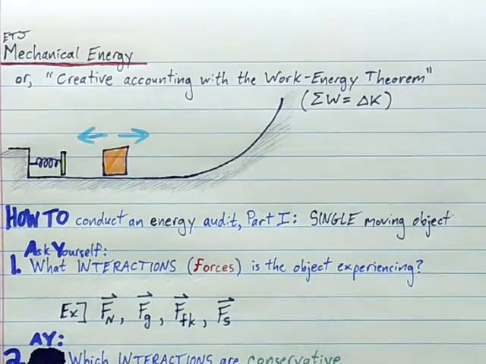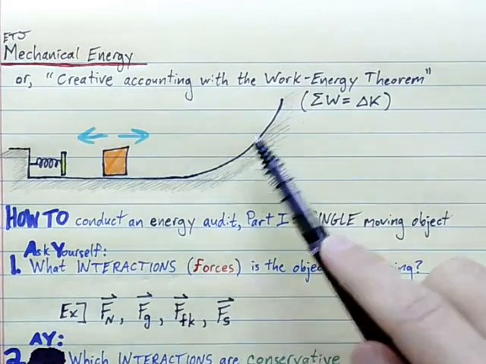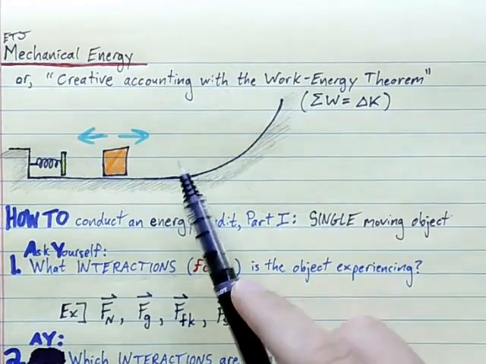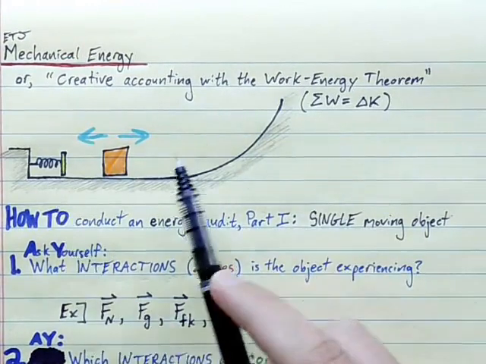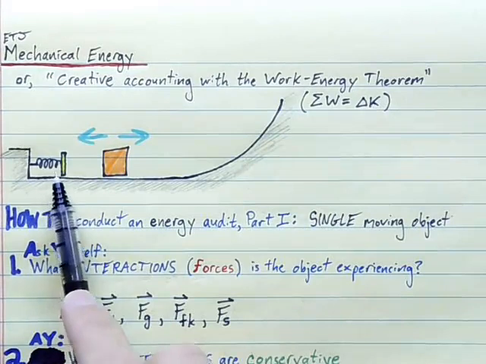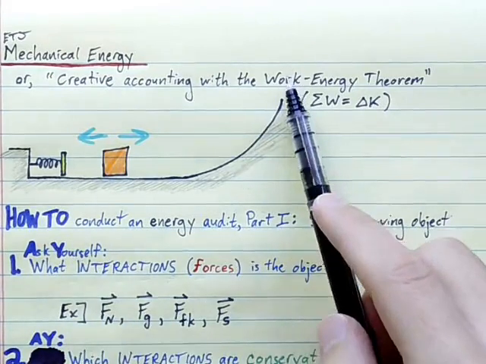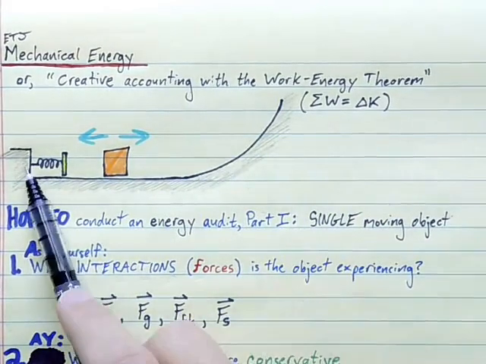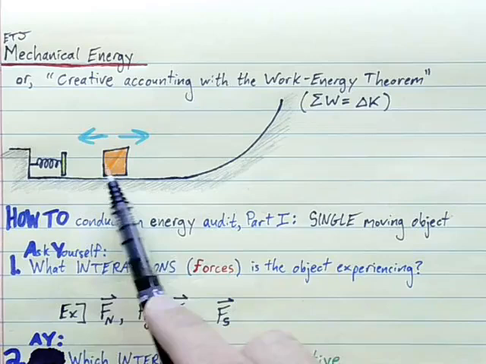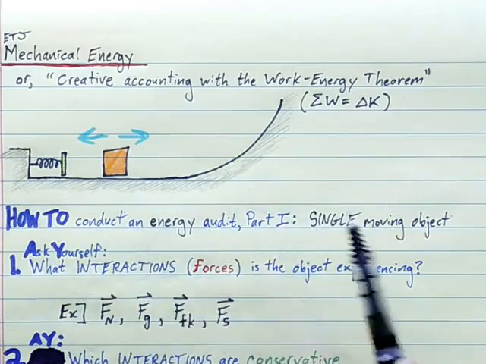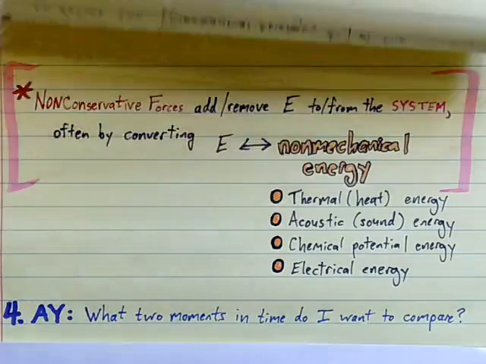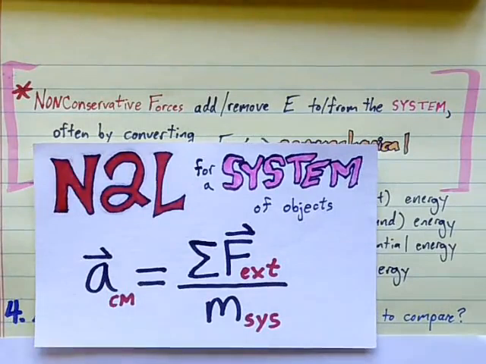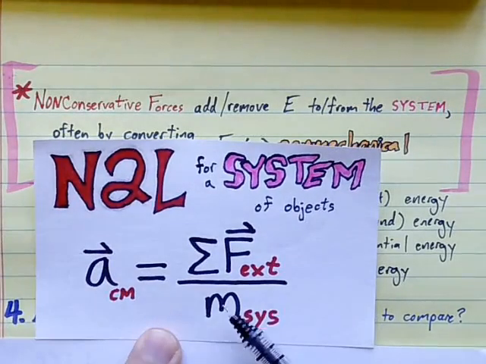Meaning, do I want to compare when the object is at the top of the ramp to when it touches the spring, or from the bottom of the ramp to when the spring is fully compressed, or maybe from the moment when it starts with a fully compressed spring to the moment it reaches its highest point up here? Energy is useful for comparing two different moments in time in between which the object has moved around and energies have shifted somewhat. Contrast that with Newton's second law for an object or for a system, which is all about finding the acceleration at one moment in time.